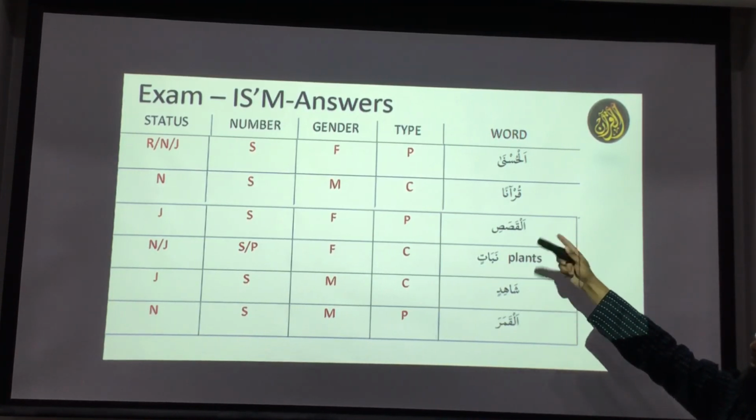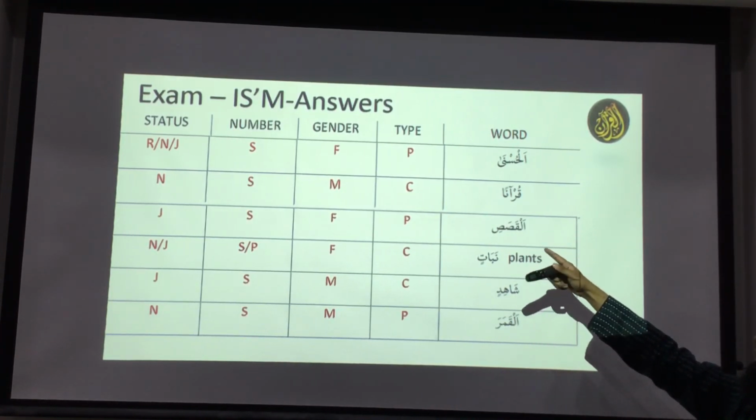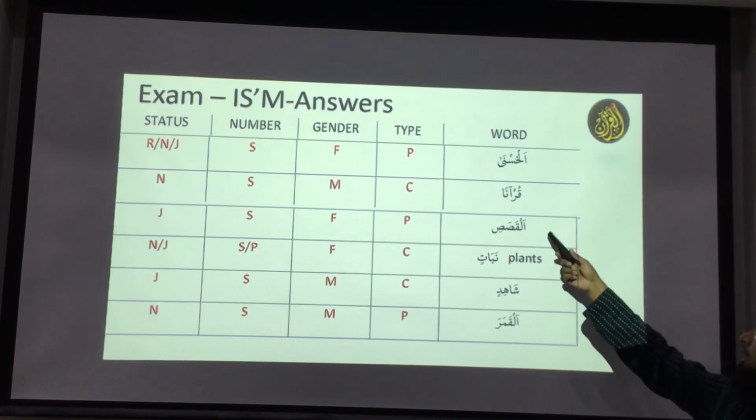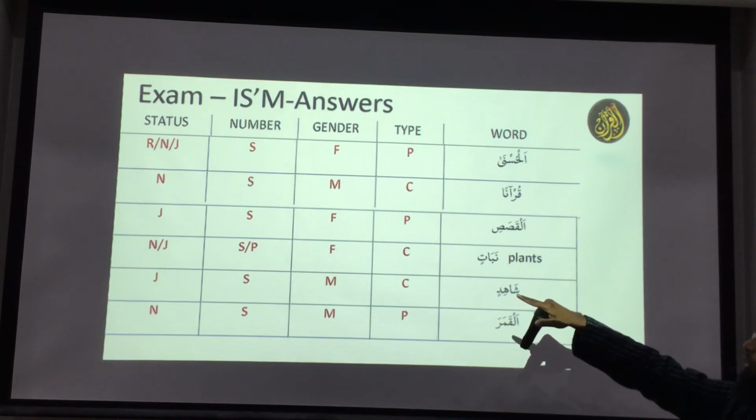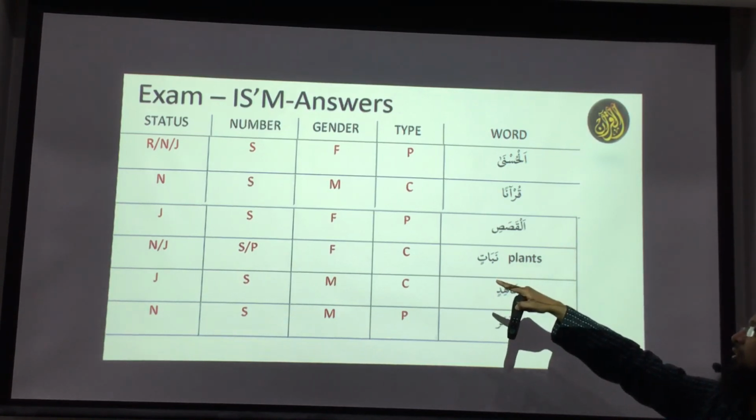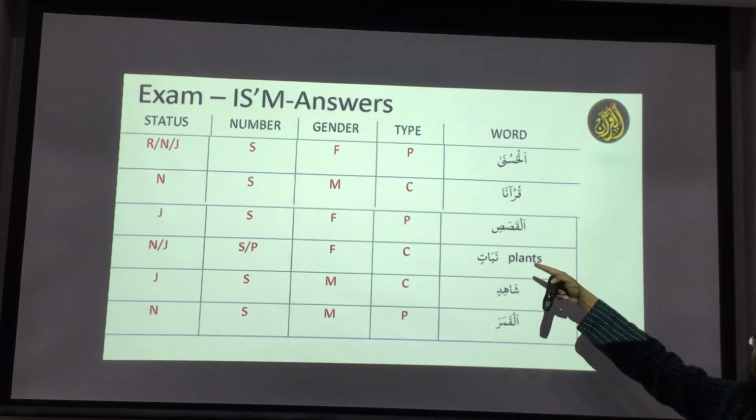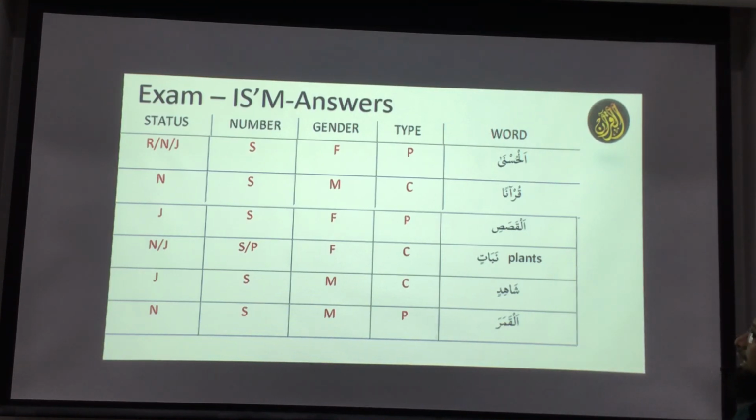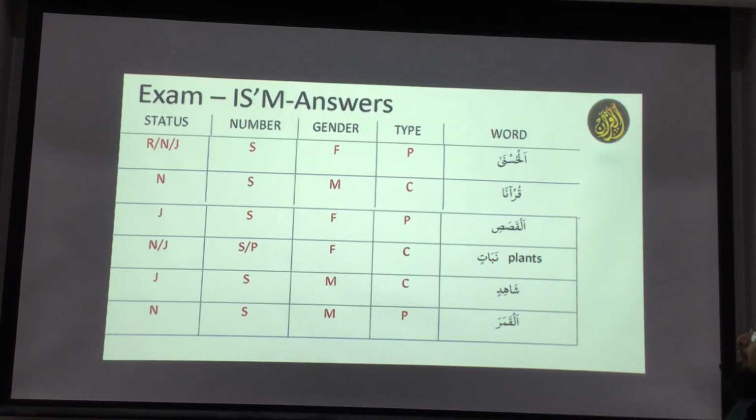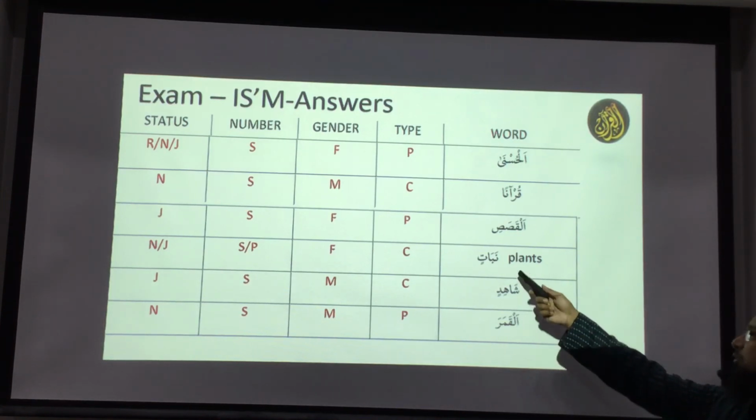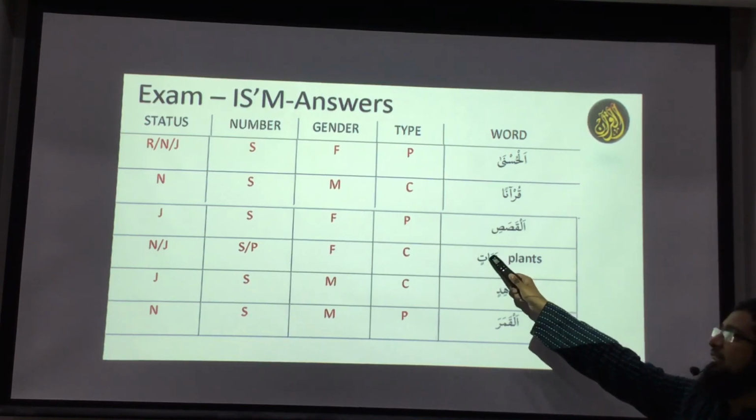Qur'anan means nasab, the Qur'an, the singular, masculine, and also it's common. Al-Qasasi, the stories, it is jar, and it is singular, and also feminine because it's a non-human thing, and it is proper because of al. Nabatin is plants, also non-human, so it's feminine, but some people say it could be plural also because it has life. It's nasab and jar, atin, because it's finishing with atin, that's why.